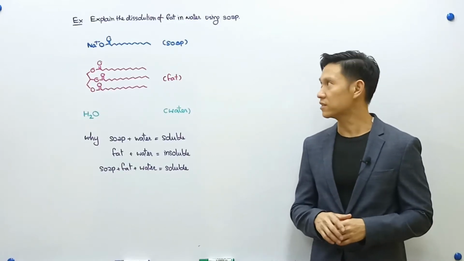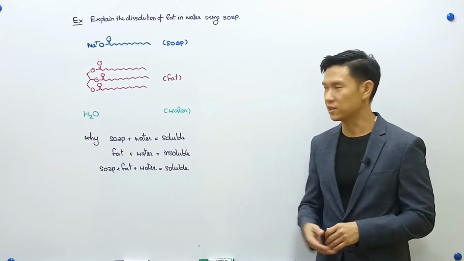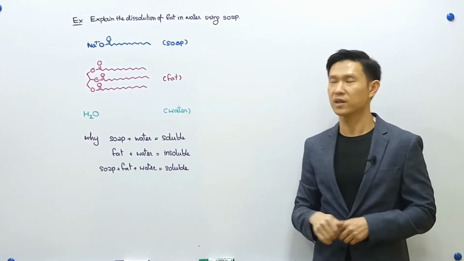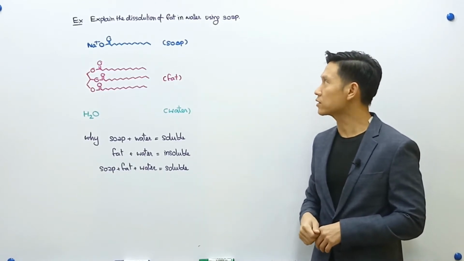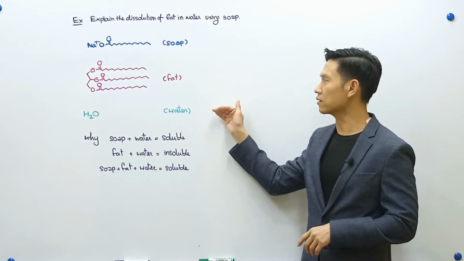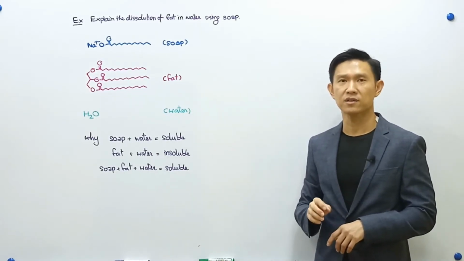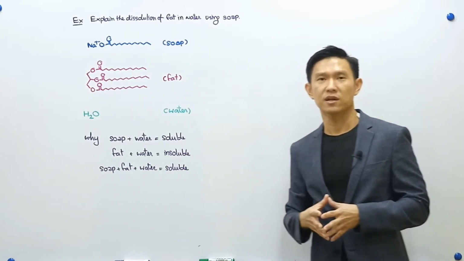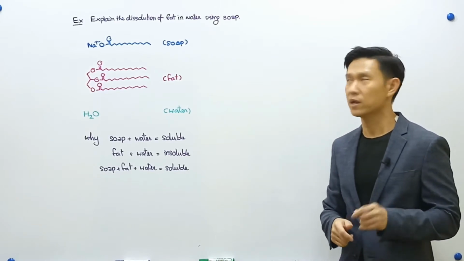My question is why the property of this solution is like this. Soap can dissolve into water. Fats cannot dissolve into water. But when you mix fat and water, then drop some soap inside, you can redissolve everything as a homogeneous solution. How can we explain this kind of behavior?